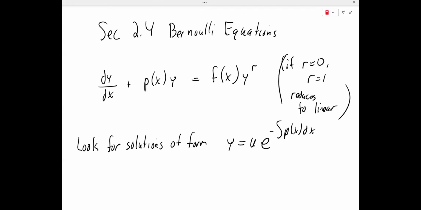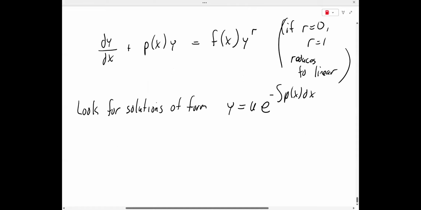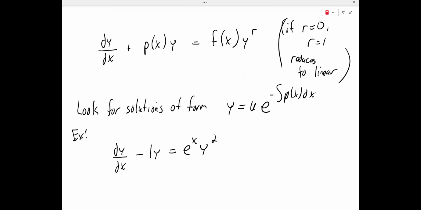Okay, so let's just look at an example. Let's start with this one here. Let's say dy/dx minus 1y is equal to e to the x y squared. So we'll try this. We'll find the solution. I'm going to solve this equation here.